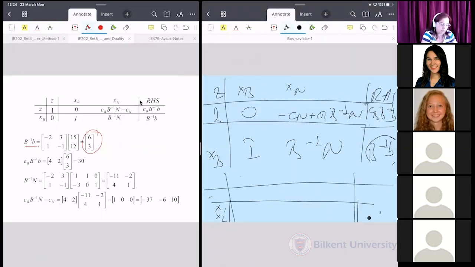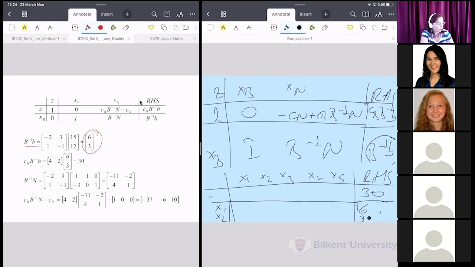Okay. X1, X2, X3, X4, X5, and right-hand side. We have calculated right-hand side first. So B inverse B is going to be 6 and 3 in here. All right? I need CB B inverse B. That would be my value here. Well, if you do the multiplication, it's 30. So this is 30 in here.